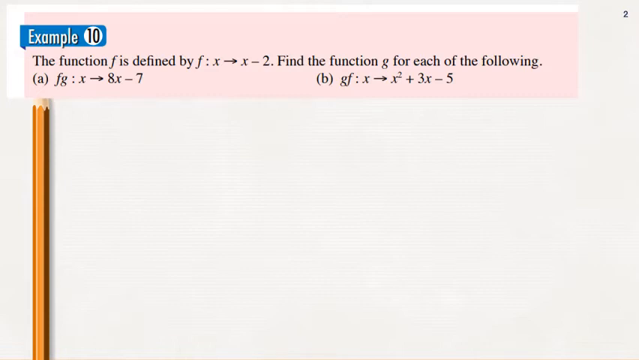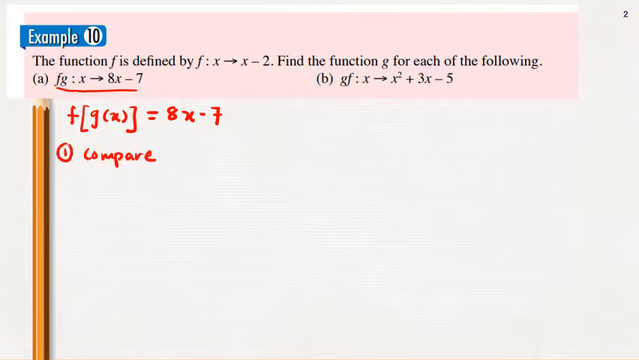So now what can you do? Don't be afraid. Take out the information given. First of all, for this question we will start with this composite function. So you need to rewrite it back. This is how we write it. Rewrite back: fg(x) is equal to 8x minus 7. Now, the first step: you need to compare the composite with the single one, compare with f(x) equal to x minus 2.